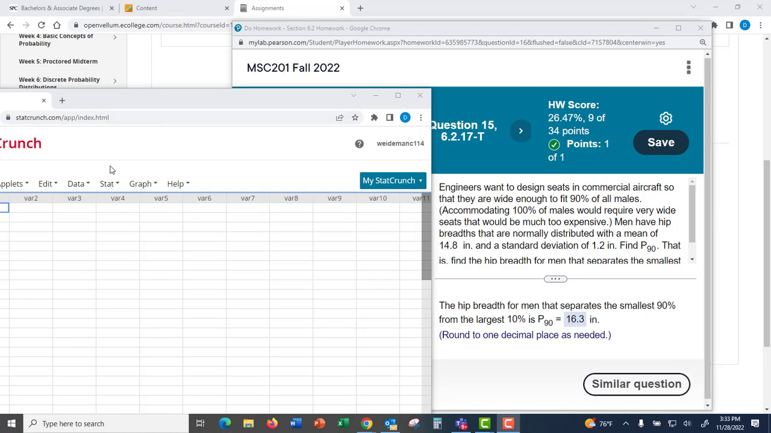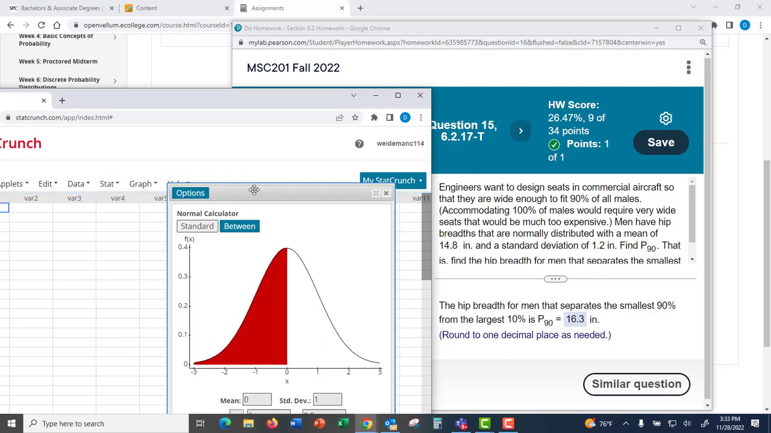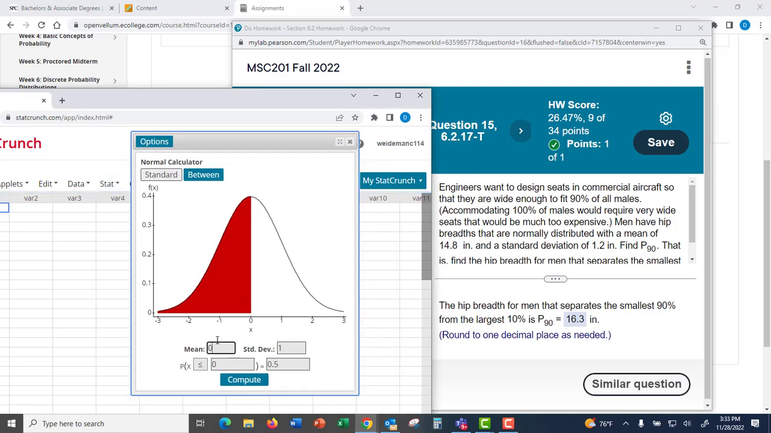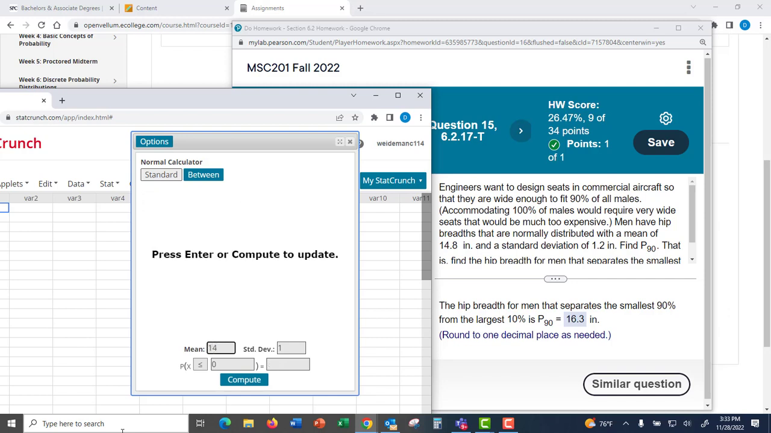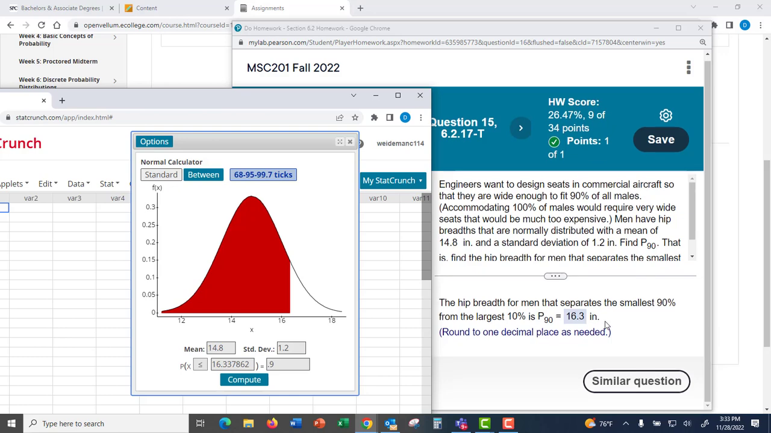So I opened up StatCrunch and I'm going to go to Stat, Calculator, Normal, and I'm going to enter in the mean for the men, which is 14.8, and the standard deviation, which is 1.2. And then I want a percentile, so I'm going to put the 0.9 in here because I want to find the value in the distribution such that 90% of the men will have a hip breadth less than that, and compute. And so here's my answer, 16.3 inches. And that's the answer that I entered in here for the 90th percentile.